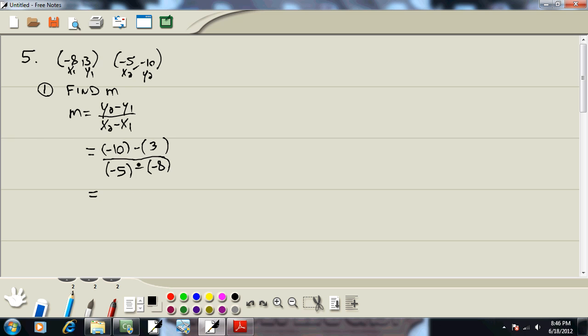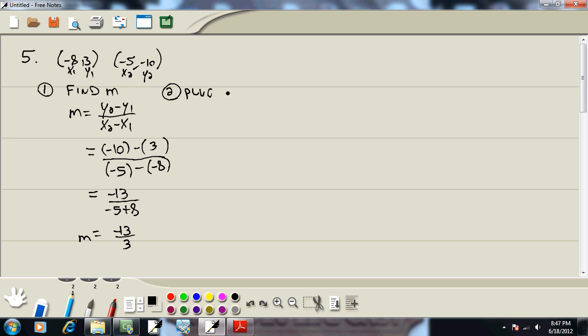Now up on top we got -10 minus 3, which gives us -13. And down below here we got a -5 and a minus, parentheses minus, that becomes a plus. -5 plus 8 gives us 3. So m is equal to -13/3.